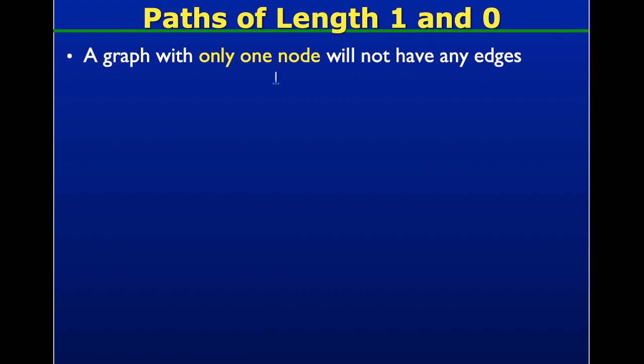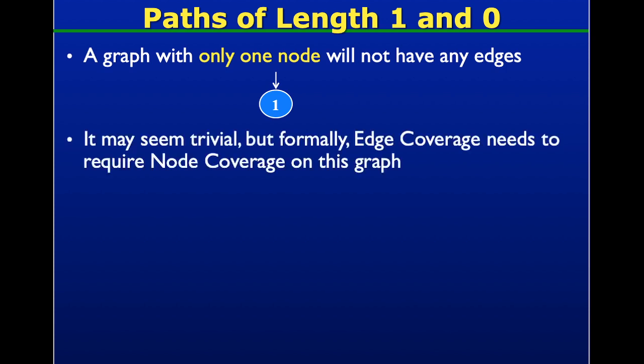And next is the path with a length of 1 and 0. For example, a graph with only one node will not have any edges. Seems trivial, but edge coverage needs to require node coverage for this specific graph.